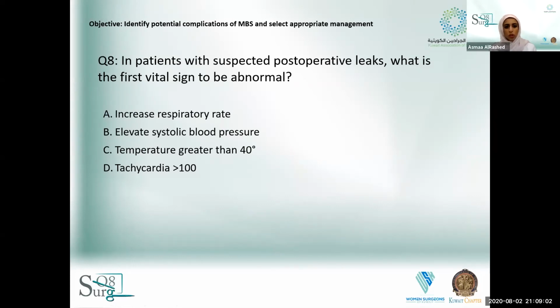Okay. Here's another question. I don't think they answered this question before. In a patient with a suspected postoperative leak, which is the first vital sign to be abnormal? A, increased respiratory rate. B, elevated systolic blood pressure. C, fever or high temperature of 40 degrees, and then tachycardia of more than 100. This will be a quick one, just a few seconds.